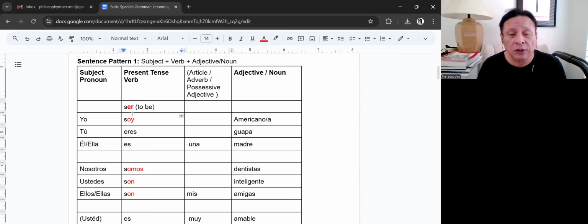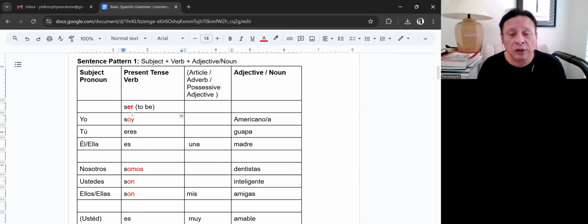Nosotros somos. Now again, remember we have the hablamos, comemos, vivimos. This one just happens to have an O. Nosotros somos. But it's weird that it has an O, right? Especially because ser is an ER verb, but it conjugates in a funny way. So you just have to learn it. Nosotros somos dentistas. I'm hoping you figure out dentistas means dentists.